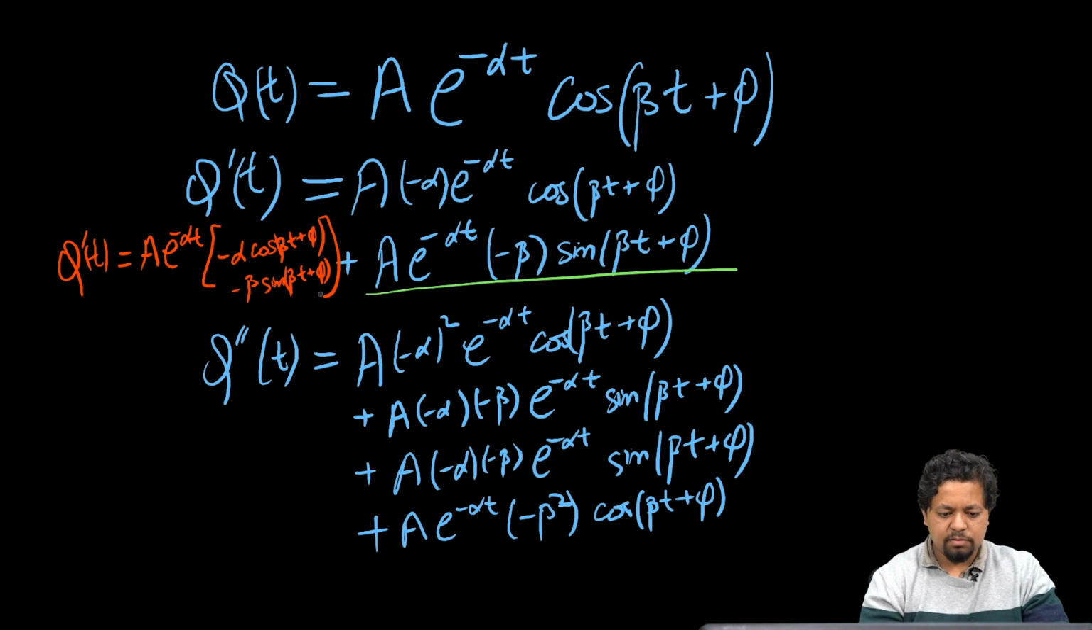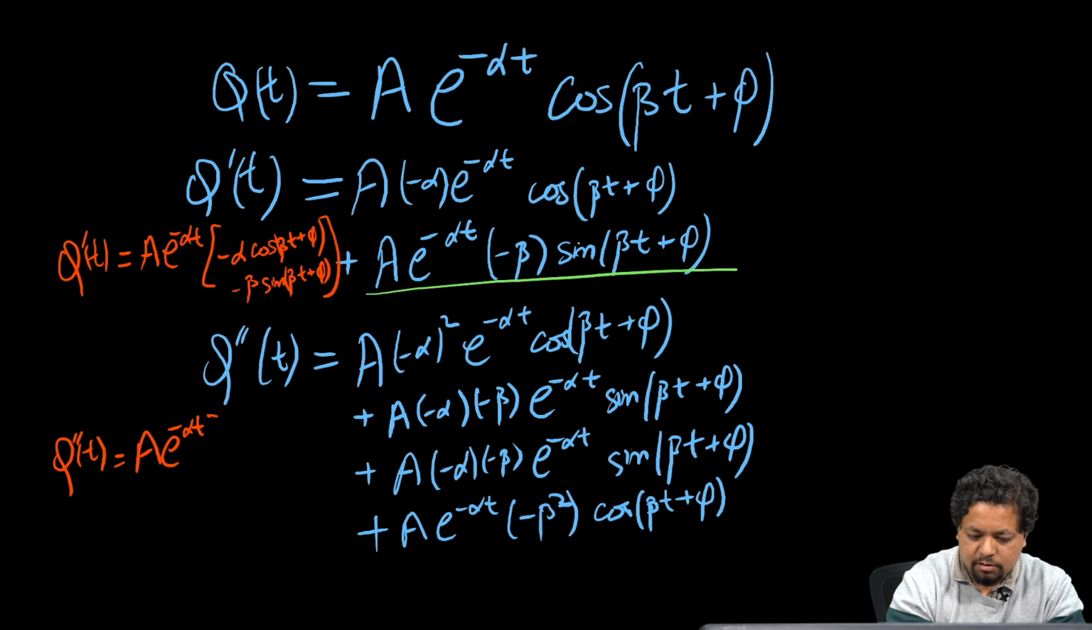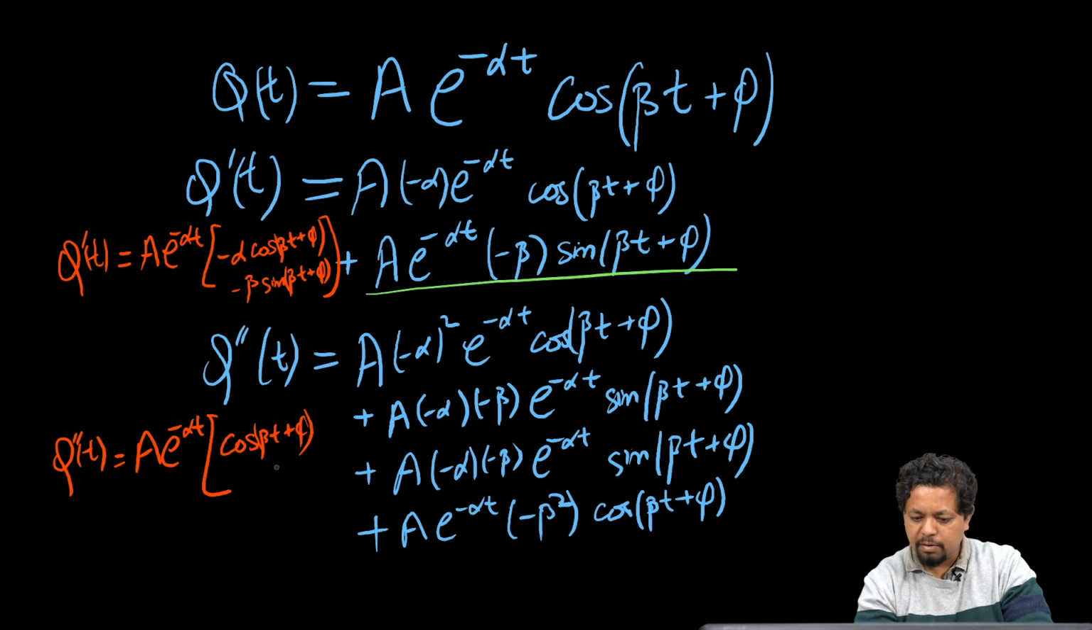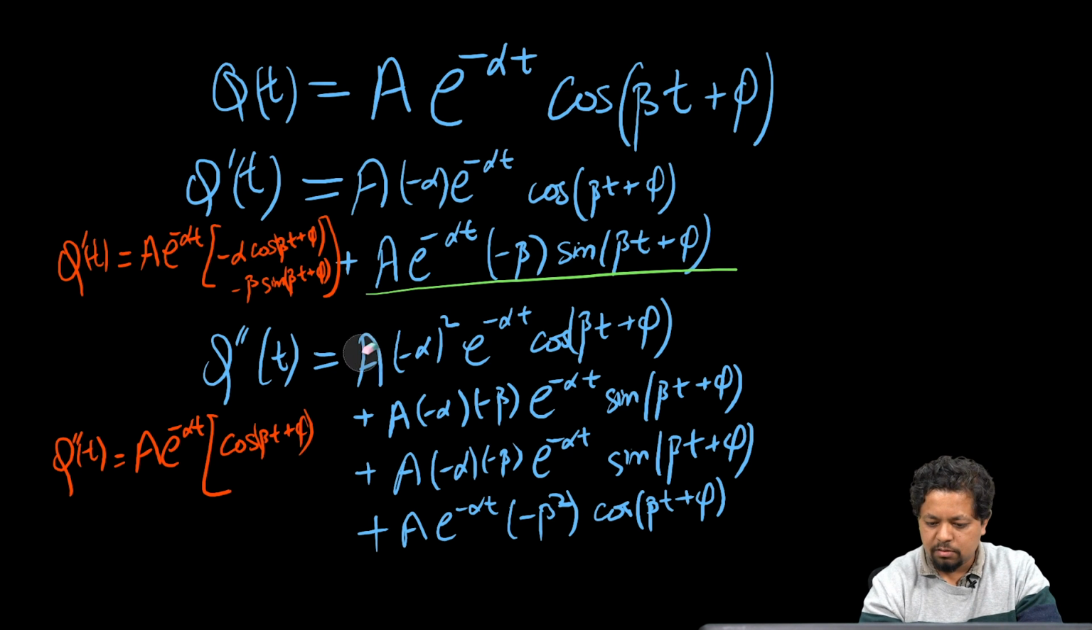And again, collecting terms in q double prime of t, A e to the power minus alpha t comes out. I get two sets of terms. One is cosine of beta t plus phi, and that is multiplying minus alpha squared and minus beta squared.